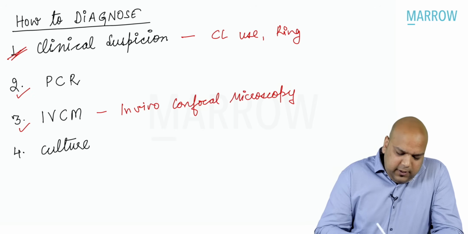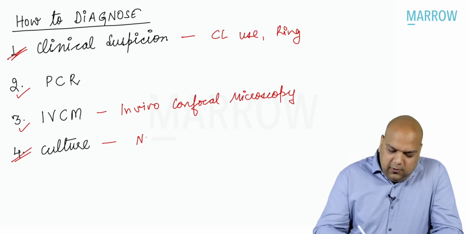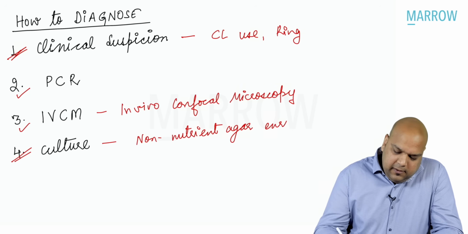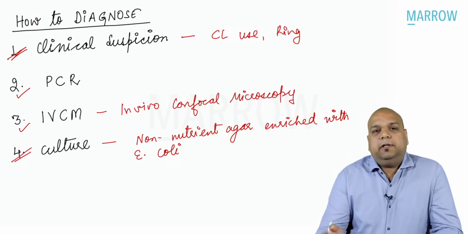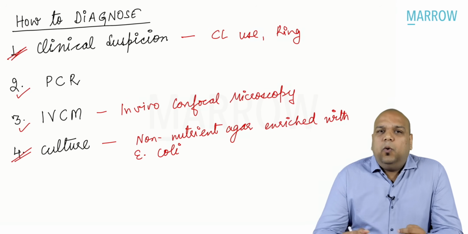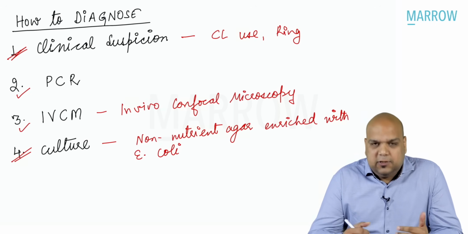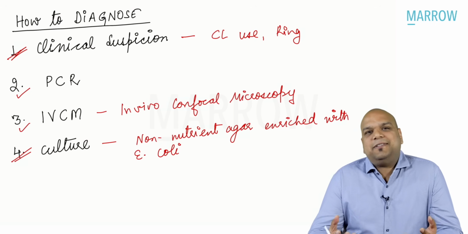So then what we can do, as we have studied, culture. If we remember how to do the culture, we know non-nutrient agar enriched with E. coli. We have to enrich with E. coli because it is a parasite, right? Protozoa. So we know we need something for it to grow. But the question has not been asked on any of this. They are asking you how to stain.